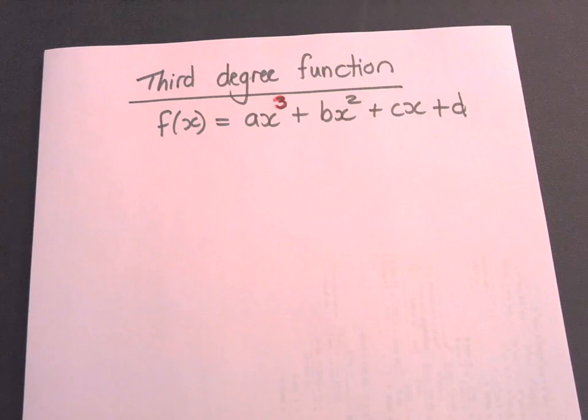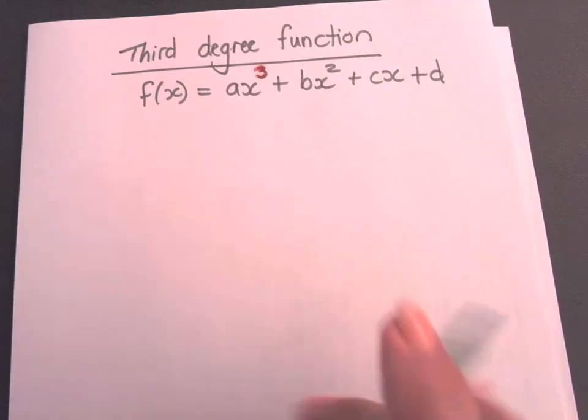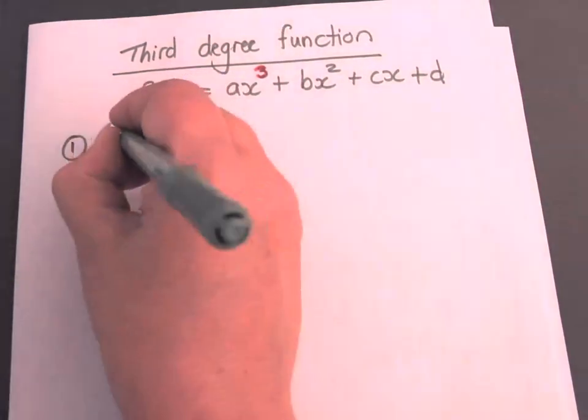Now, if I want you to draw this function, this is a new function. You already know the straight line, the hyperbola, the parabola, etc. This is a new one, the third degree function. And you need to know how to draw it. There are 5 steps. The first step is to determine the form.